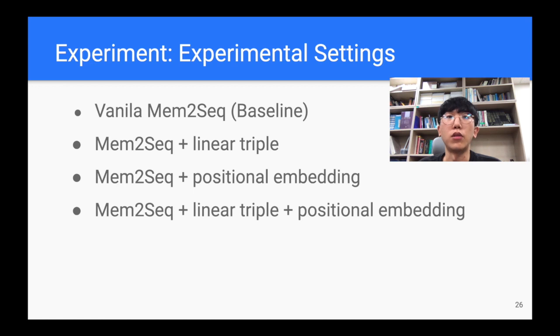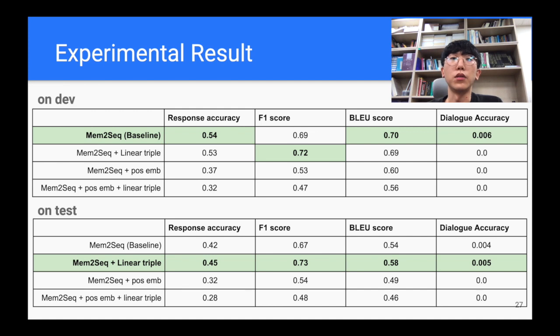We evaluated our proposed modifications as follows. We used our replication model as a baseline. As the first option, we have Mem2Seq with a linear triple, which denotes a learnable component to reduce the dimension of the triples. For the second option, we have Mem2Seq with positional encoding. Lastly, we applied both options to Mem2Seq. We evaluated the models on the development set and test set. For measurement, response accuracy, F1 score, BLEU score, and dialog accuracy were used.